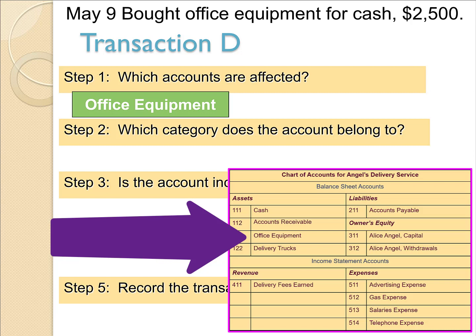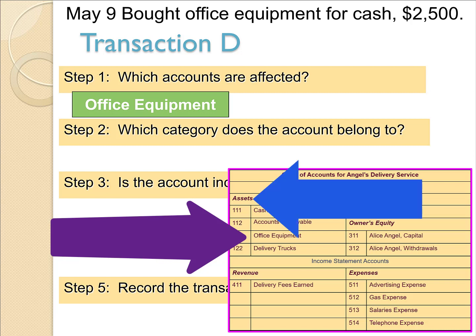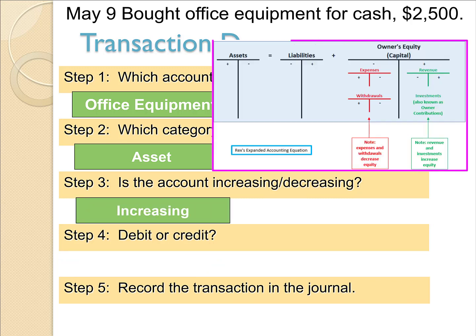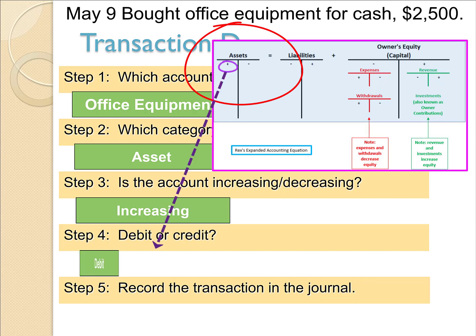Let's start with office equipment. Which category does office equipment belong to? Well, it's an asset. And is office equipment increasing or decreasing in this transaction? Well, we have more office equipment, so it's increasing. And then looking at our accounting grid, is that a debit or a credit if an asset is increasing? That's a debit.